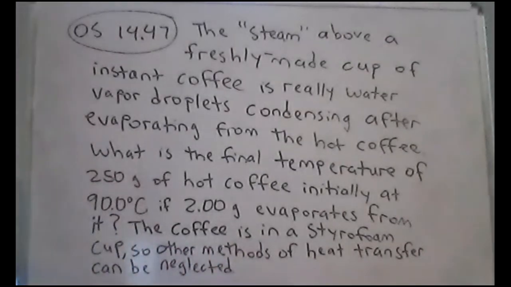The steam, quote unquote, above a freshly made cup of instant coffee is really water vapor droplets condensing after evaporating from the hot coffee. What is the final temperature of 250 grams of hot coffee initially at 90.0 degrees Celsius if 2.00 grams evaporates from it? The coffee is in a styrofoam cup, so other methods of heat transfer can be neglected. Okay, so this is a nice little heat transfer problem. Then we'll go to radiation.